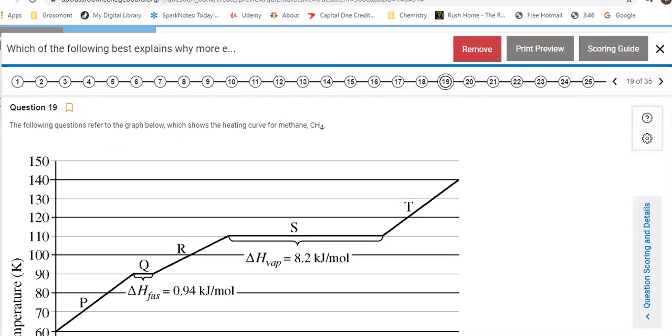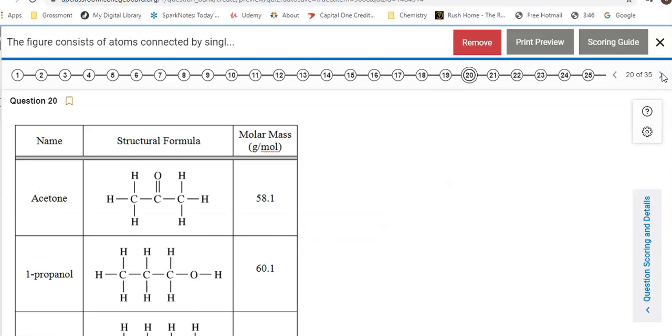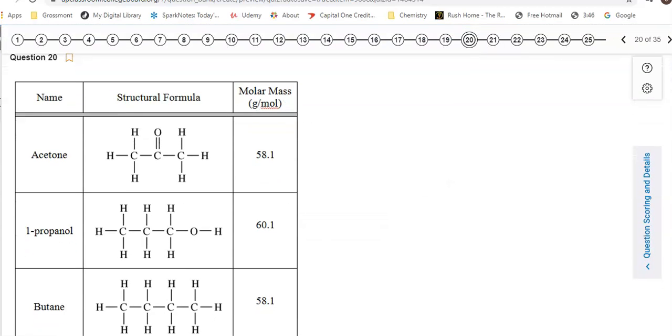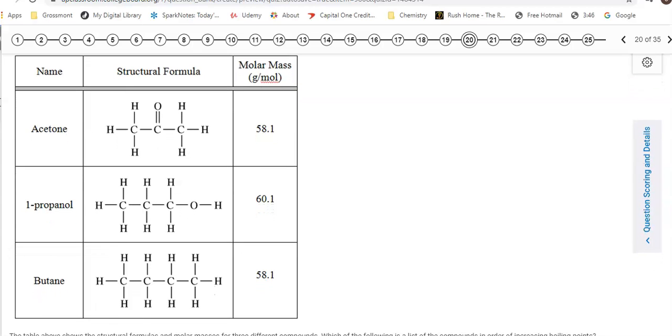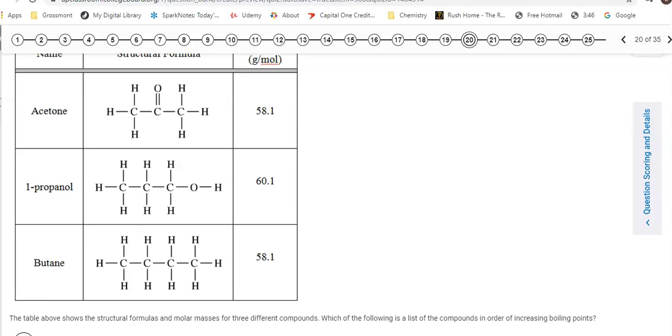Okay, and let's look at the same question. I think I didn't click. Okay, there we go. All right, here we go. Question 20. So you see some different structures, mostly carbon-hydrogen. Let's look at them for a second.